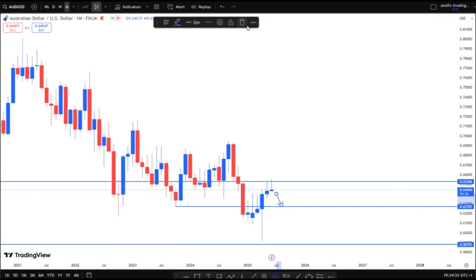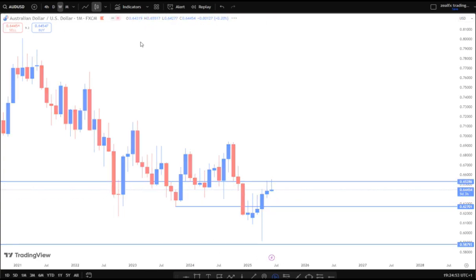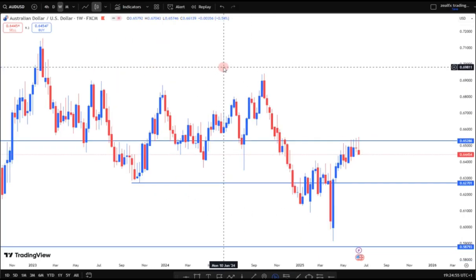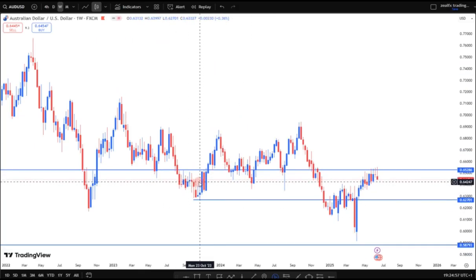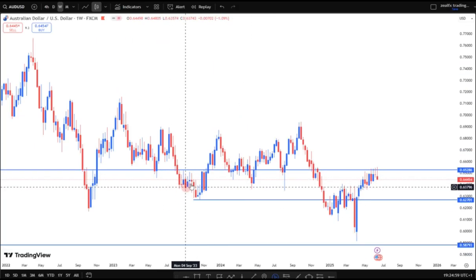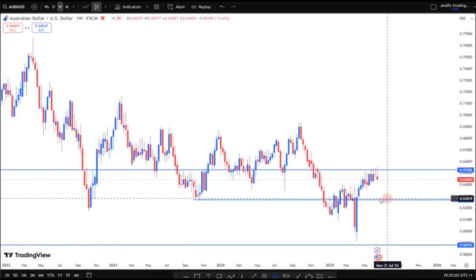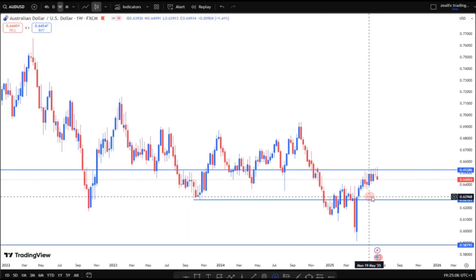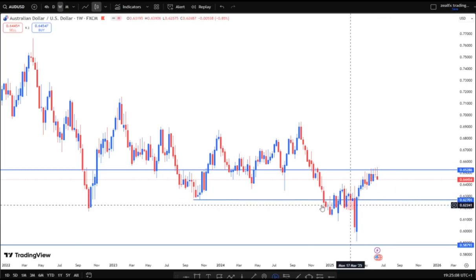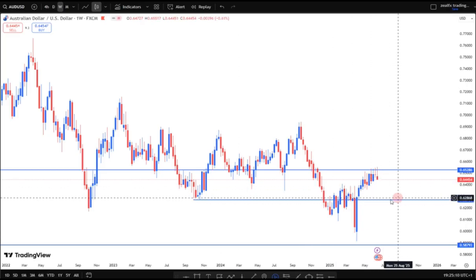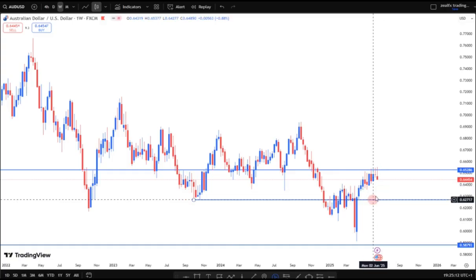So let's look at our weekly chart. On the weekly chart, we still have price on the resistance level, which is a strong resistance level, and indicates more sell pressure to this next weekly support level and also a monthly support level. So we'll be expecting more sell for the Australia USD this coming week.